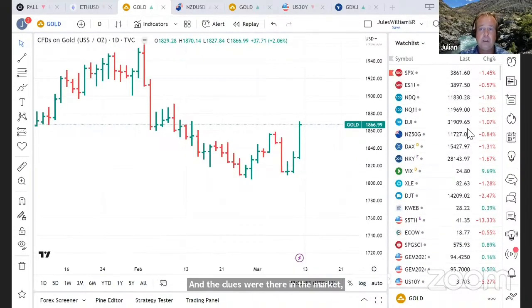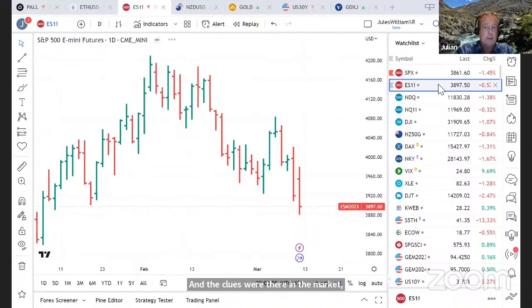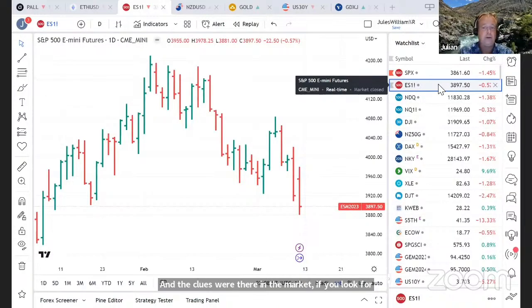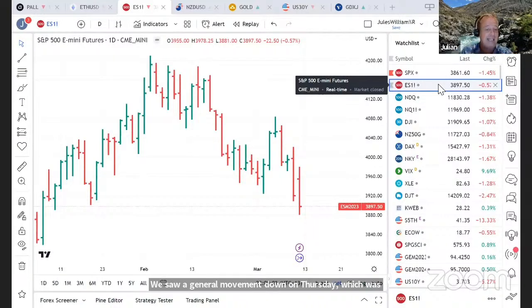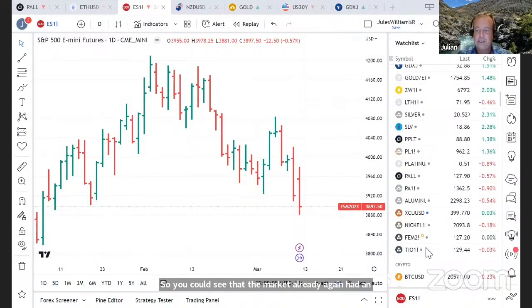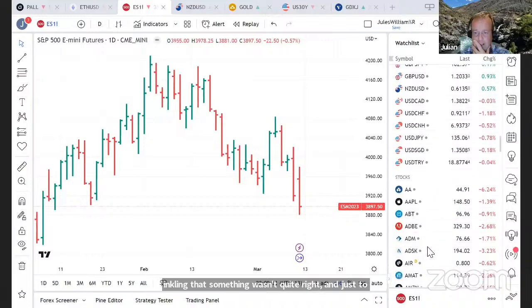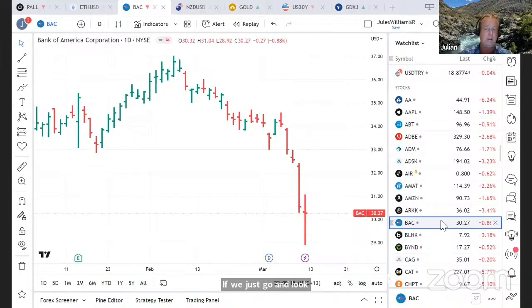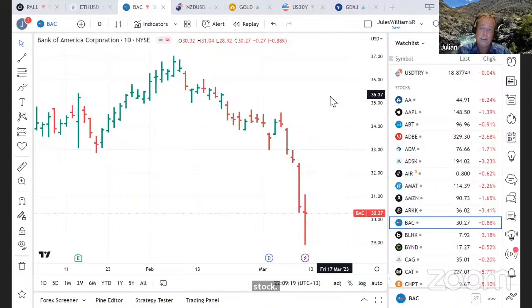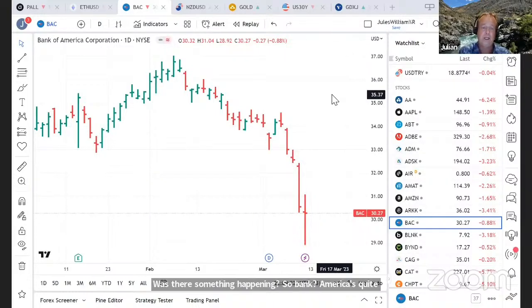And obviously, for those of you that trade the stock market, we saw a general movement down on Thursday, which was then followed by supporting again on Friday, right? So you could see that the market already had an inkling that something wasn't quite right. And just to give you an example, without getting too specific, if we look at Bank of America as one bank stock, was there something happening? Bank of America is quite a big stock. Was there a problem in the market a few days beforehand? Yeah. Did it finally take until Friday to come out?